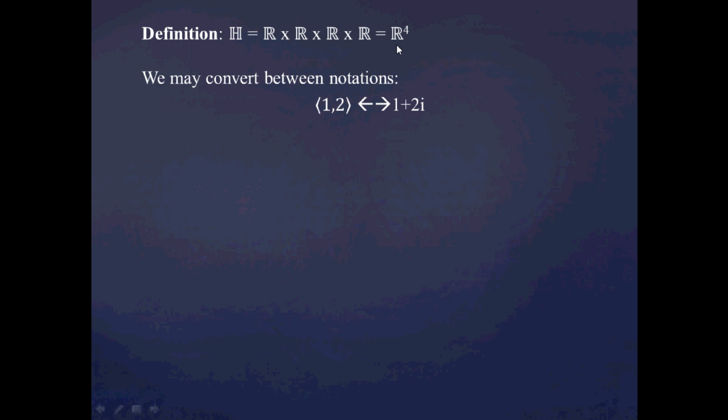And as I said before, we may often convert between notations. For complex numbers, instead of writing (1, 2), I might denote this as 1 plus 2i, and vice versa. For the Quaternions, we might go back and forth between writing (1, 2, 3, 4) as an ordered quadruple, and writing 1 plus 2i plus 3j plus 4k. And again, this first entry, the 1, is often called the scalar part, and then this ordered triple consisting of the last 3 entries is sometimes called the vector part.